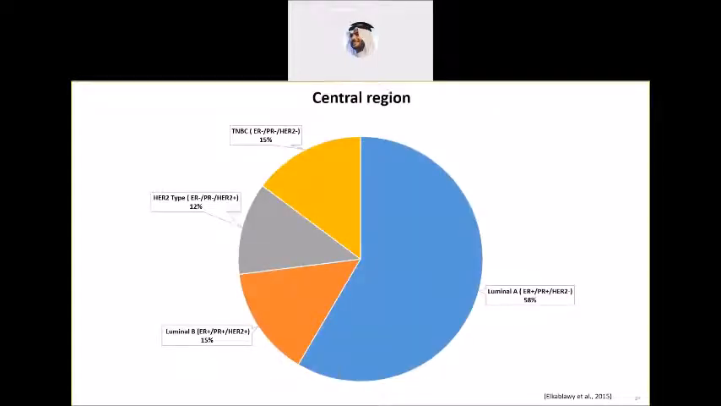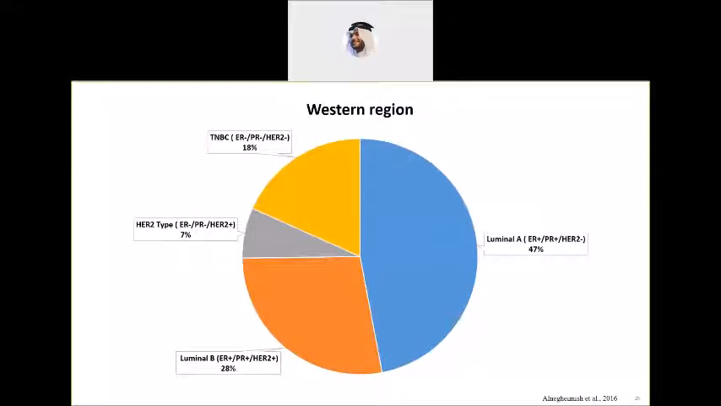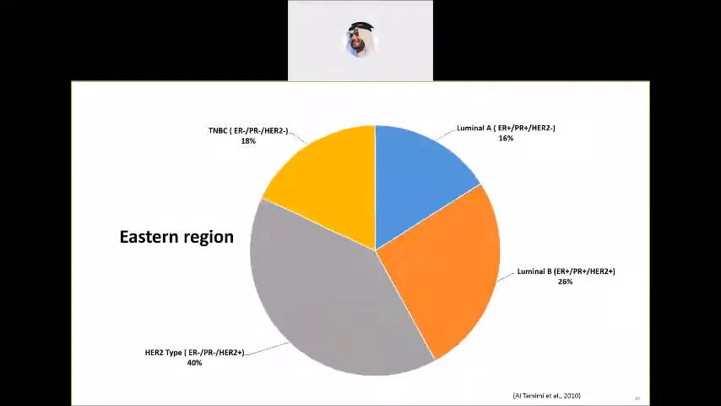In the central region, the most abundant type is the luminal A, and it represents more than 58% of the cases. In the western region, the luminal A also represents 47% of the cases, whereas inversely, we have different data from the eastern region, where the majority of the cases is the HER2 subtype, which is different than the other regions in Saudi Arabia or the western countries.